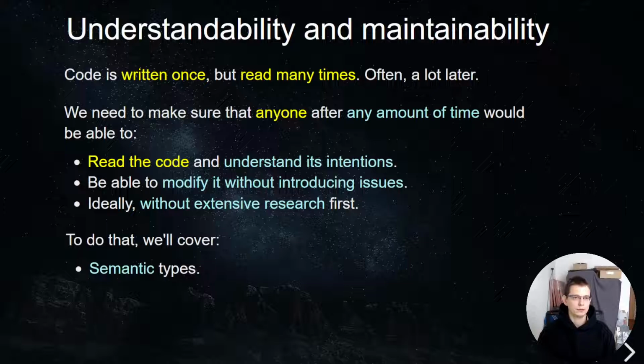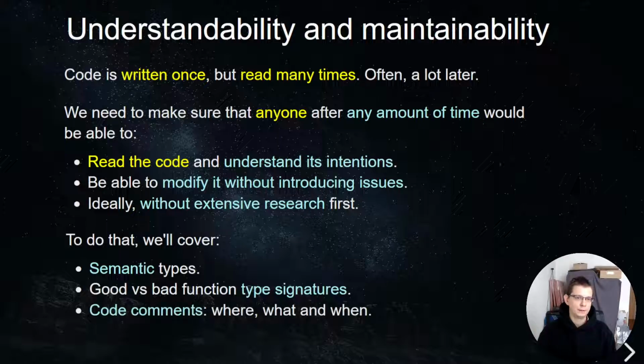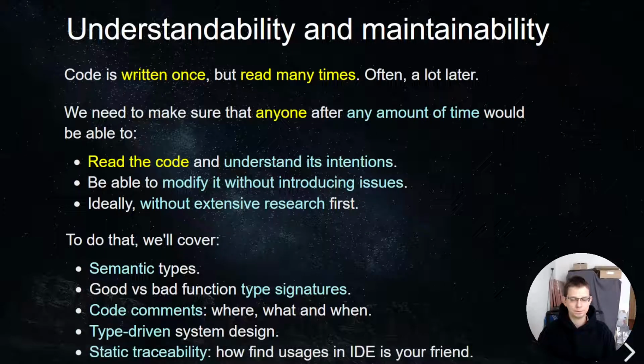And to do that, we will cover things like semantic types, what is a good and bad function type signature, code comments, where should we write them, what should we write in them, and when should we write these comments, type-driven system design, and the static traceability of the code, how find usages in your IDE is your friend, and why you should avoid leaning on runtime things and runtime reflection.